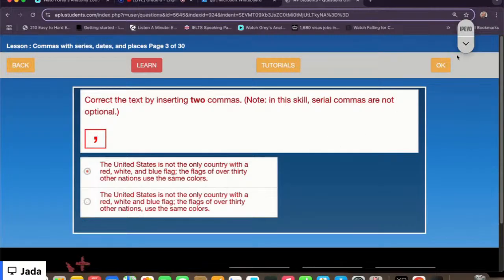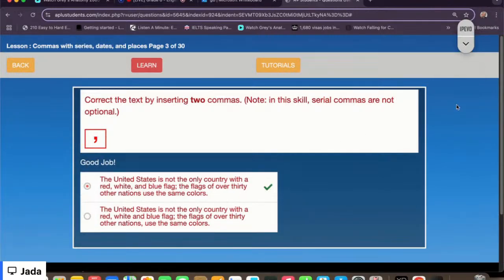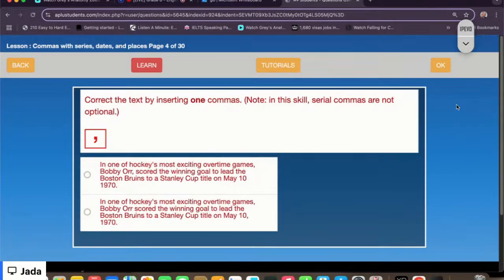So also the first year. Okay. So we have one comma. Then, in one of hockey's most exciting overtime games, Bobby Orr scored the winning goal to lead the Boston Bruins to a Stanley Cup title of May 10, 1970. So first or second.